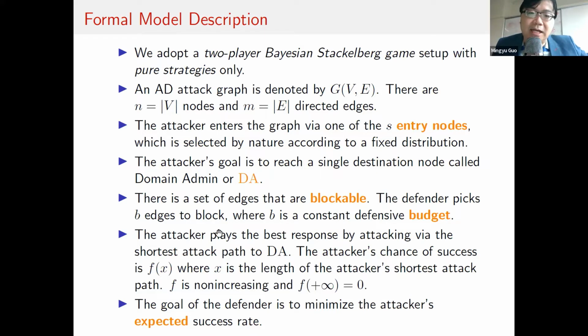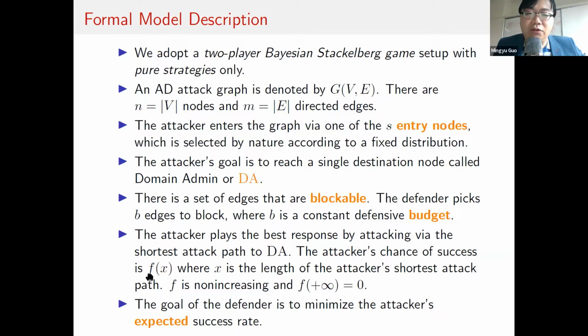And then the attacker plays the best response. After we block some edges, the attacker plays the best response by attacking via the shortest attack path. So for example, the attacker is just using the BloodHound tool. And then the attacker's chance of success is f(x), where x is the length of the shortest attack path, while f is non-increasing and f(infinity) is equal to 0.